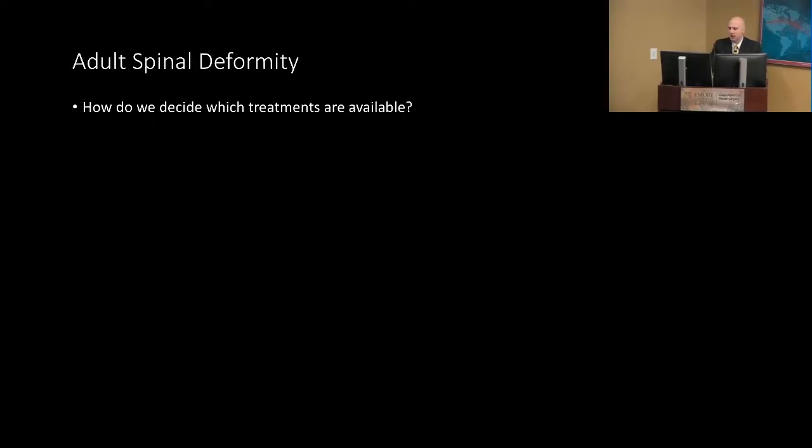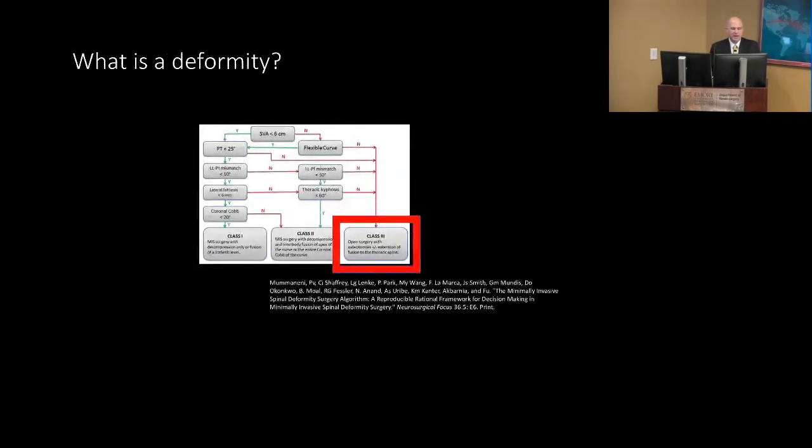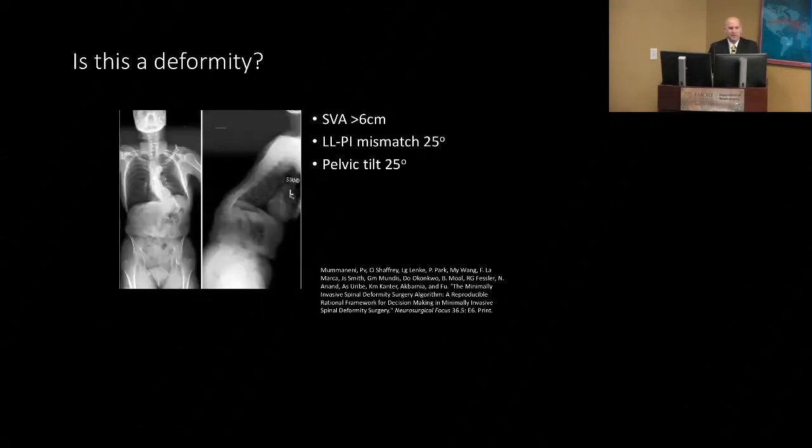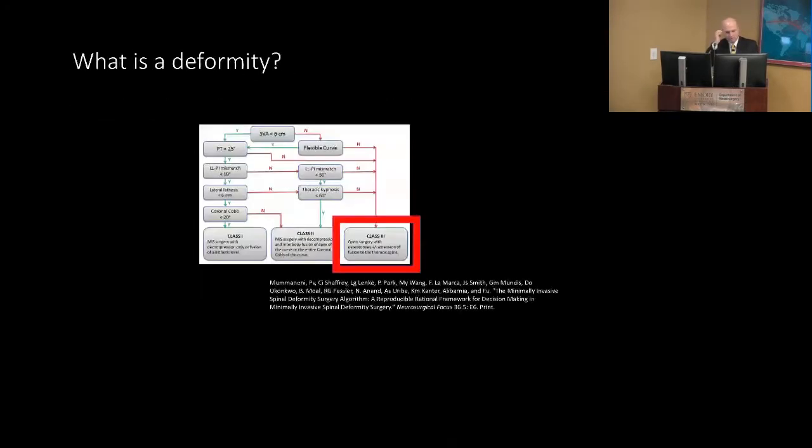And the main takeaway from this paper was, well, how do we decide which treatments are available for which patients? And I sort of used this paper as a segue into what I view as really the key techniques for adult deformity correction. But this was from a proposed framework for decision-making in minimally invasive adult deformity surgery. And the argument was that both of these cases are adult deformities and can be treated with minimally invasive surgery, but that this patient is still an adult deformity but probably doesn't qualify for minimally invasive surgery.